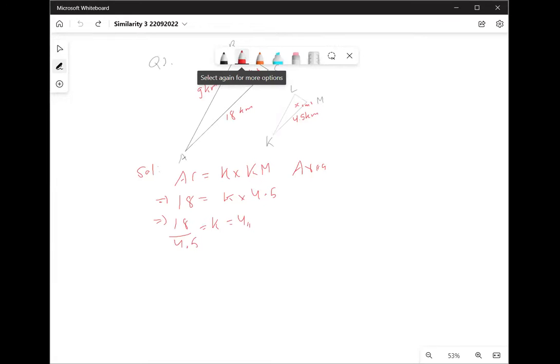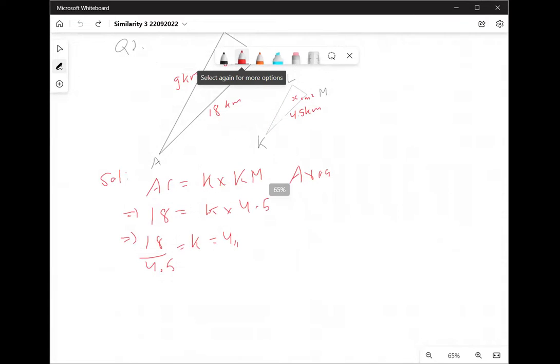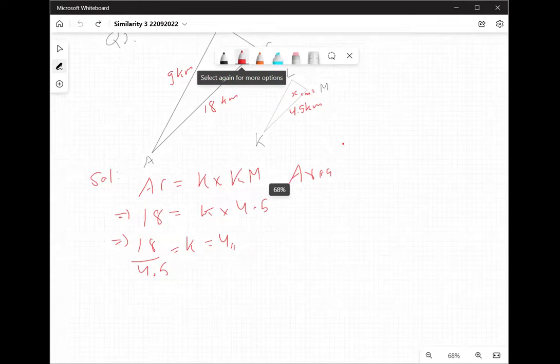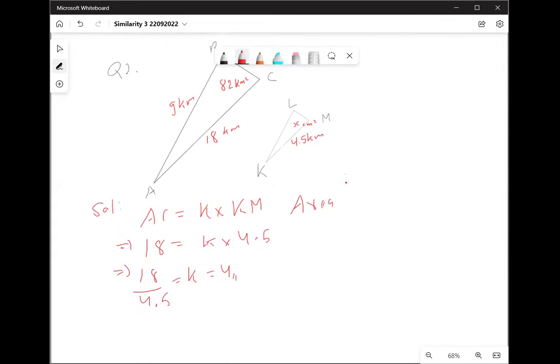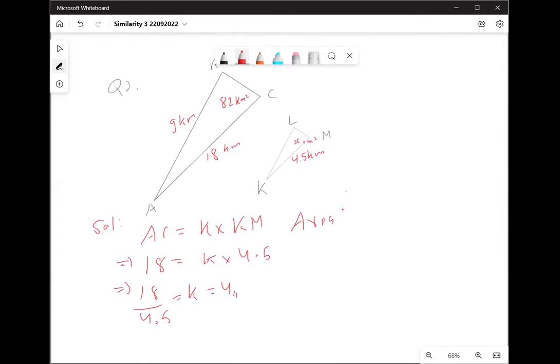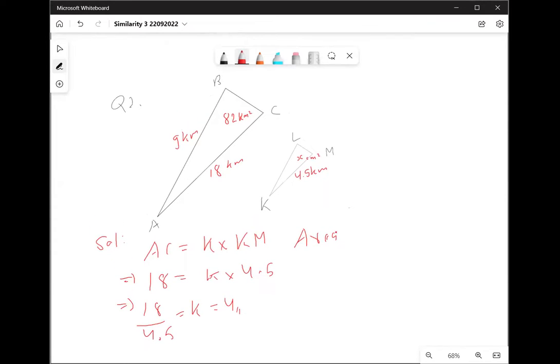Work with me. Niranjana, what is your answer for the question? Sir, I got 5.125 centimeters squared. Say it out in the chat. Okay, now the area of ABC. Write it in the chat, Niranjana, the whole answer.